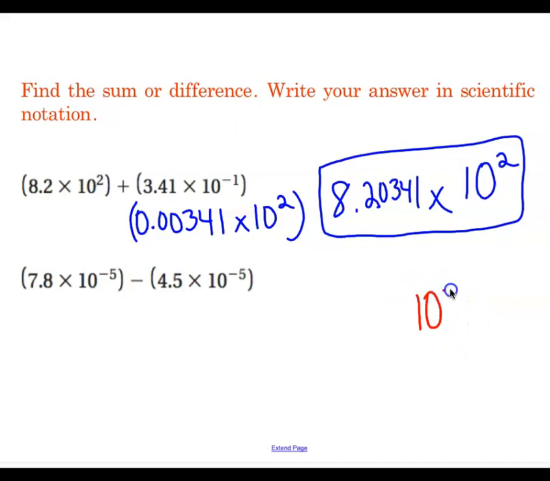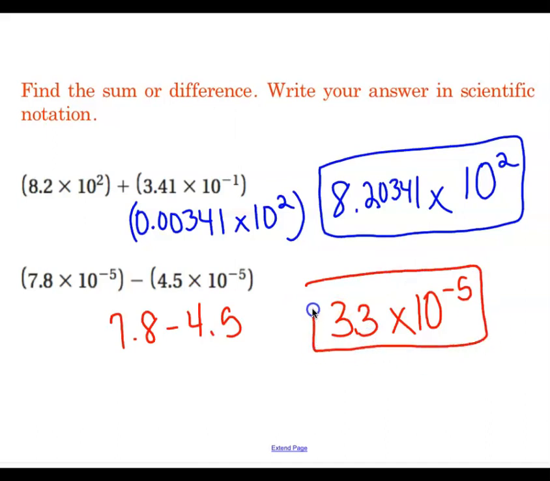So the last example, they are both written in scientific notation. They have the same power, so I'm going to keep it times 10 to the negative fifth. And now I just need to subtract my factors. So I would get 3 and 3 tenths times 10 to the negative fifth. And as long as my answer is in scientific notation, I am done.